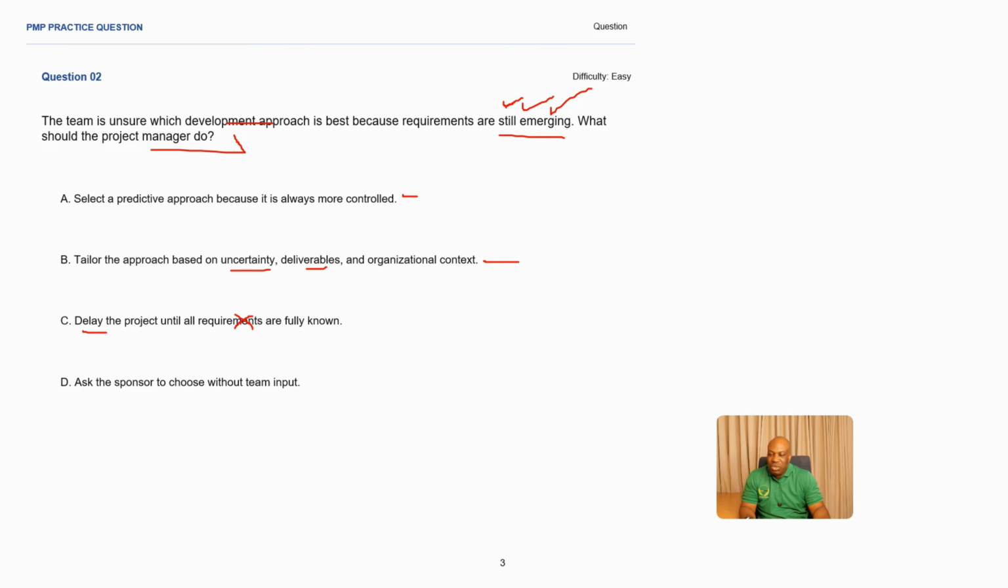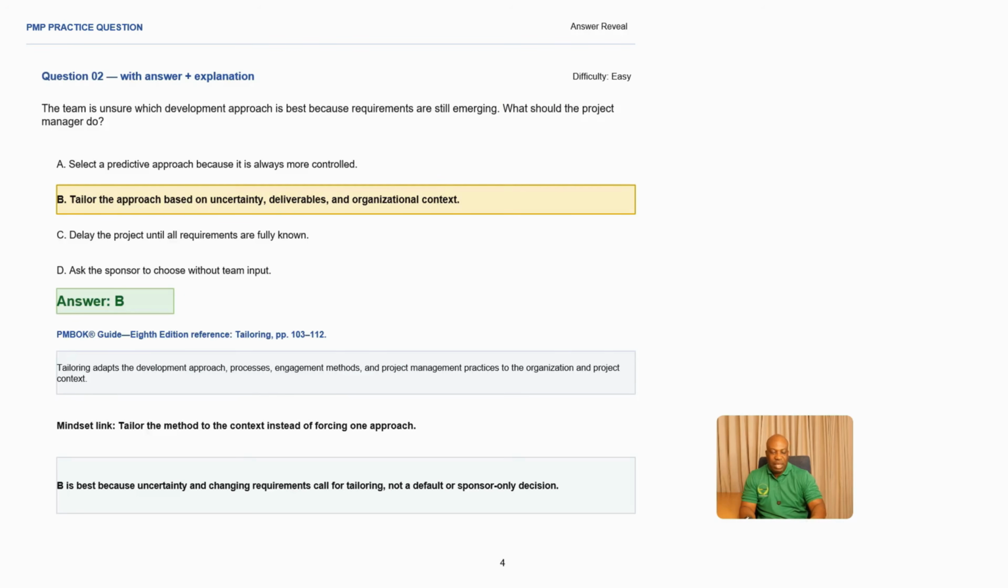Ask the sponsor to choose without team input. The sponsor and the project manager are not subject matter experts. So the team is the one which is supposed to choose, not the sponsor, making this an incorrect answer. So now we are left with 2 options. We have the tailor approach and also select a predictive. Since the requirements are still coming in, this is unlikely going to be predictive. This is going to be agile. So we eliminate this one, making B the best answer in this scenario. So B is our best answer.